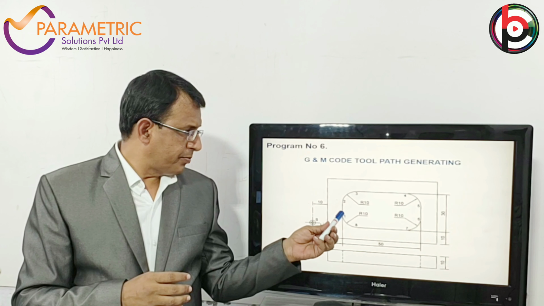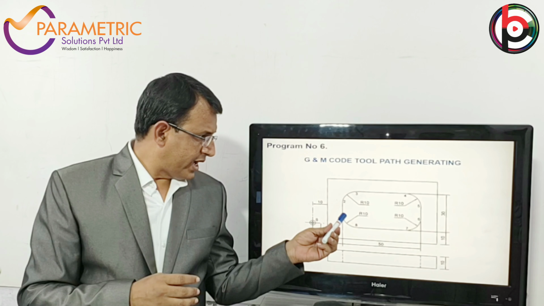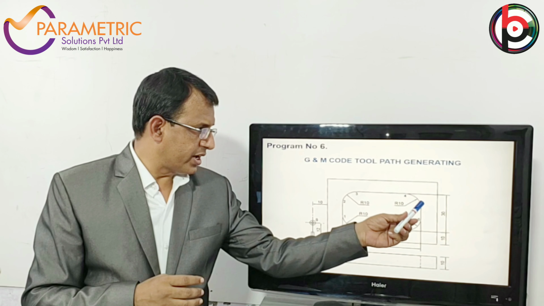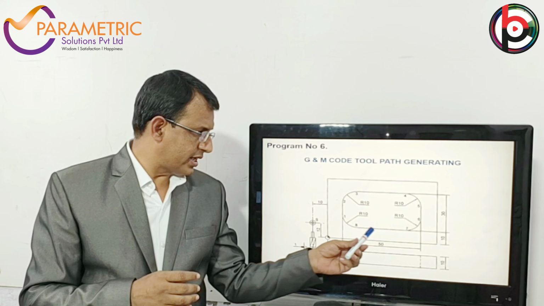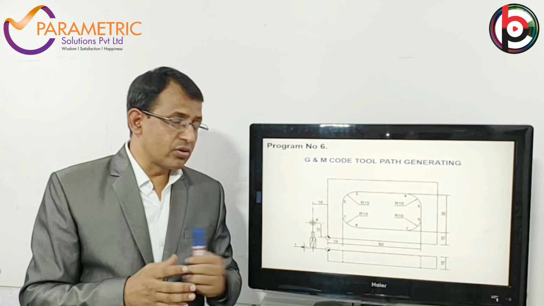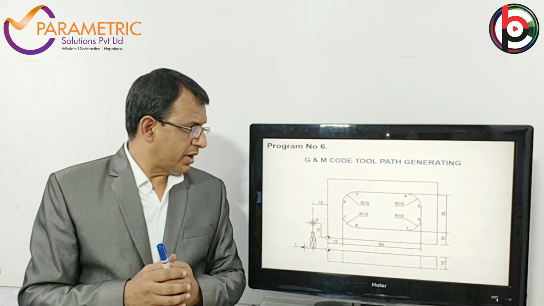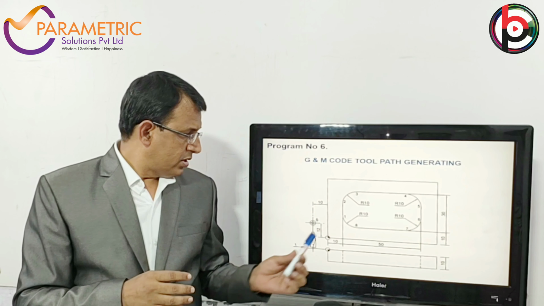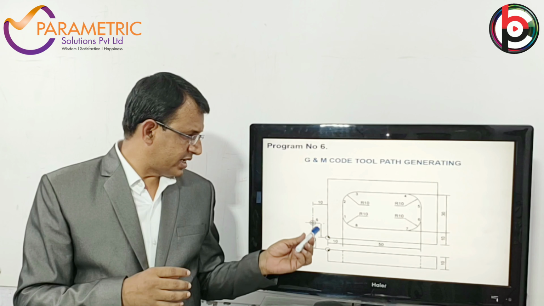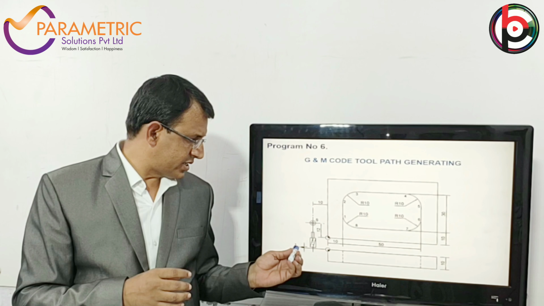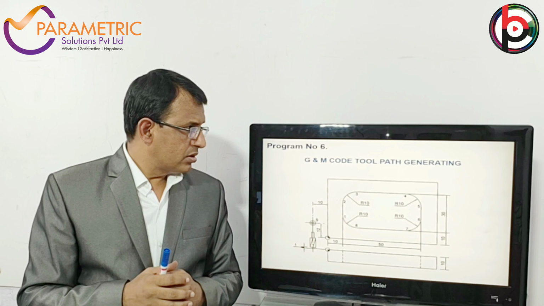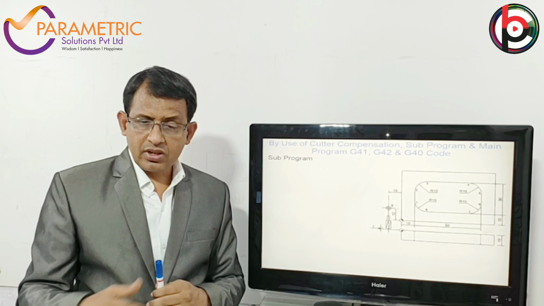Here we are going to do the profile: straight and then radius, again straight, radius, straight, again radius, and then straight and radius. That's the starting point. This is the profile which we are going to use, by using subprogramming. This is the origin. From the origin, the starting point is 10 mm in X direction, 12 mm in Y direction, and 1 mm height in Z direction. So this is the workpiece, and we're going to start the program.